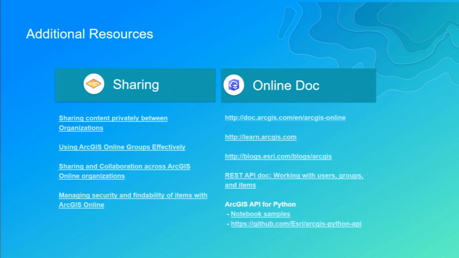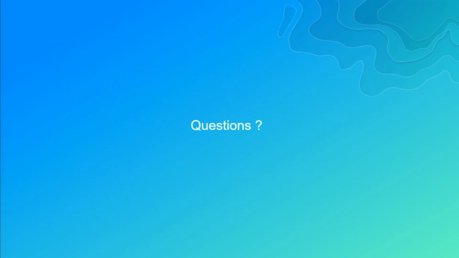And I think you guys will be getting these slides. Here are some great blog posts, from sharing content privately to using groups effectively, and just in general, tips and tricks for working with sharing in ArcGIS Online. And then also the doc links, and like I mentioned early on, everything we discussed is all scriptable and programmable through the REST API. We have links to the doc as well. All right, and with that said, I think we have a few minutes. Any questions?